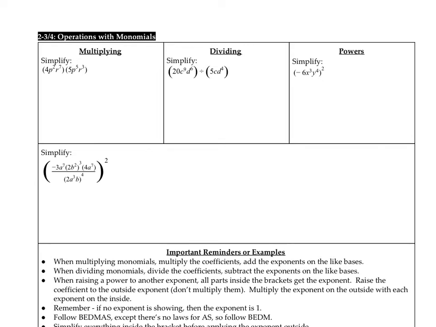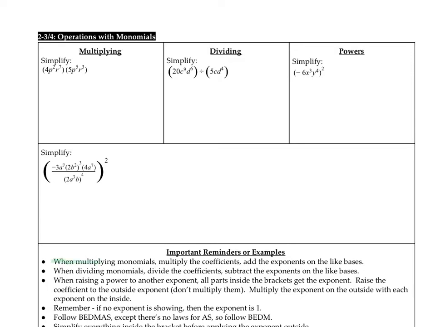Hello, today we're going to be going over how to perform operations with monomials, and those operations will be multiplying, dividing, and raising them to an exponent. Reminding you that a monomial is an expression with only one term, so there will be no adding and no subtracting. We're going to start with multiplying.